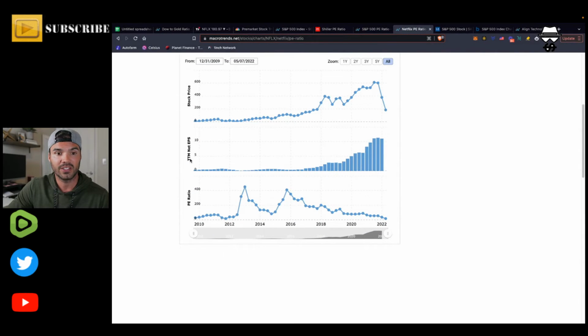Here's their trailing 12 months. This is their net earnings per share. So how much they're making per share of their common stock. Okay. So you can see, obviously, the trend was it's increasing. But look at their PE ratio. So right now, look at this. The PE ratio is at 16.42.